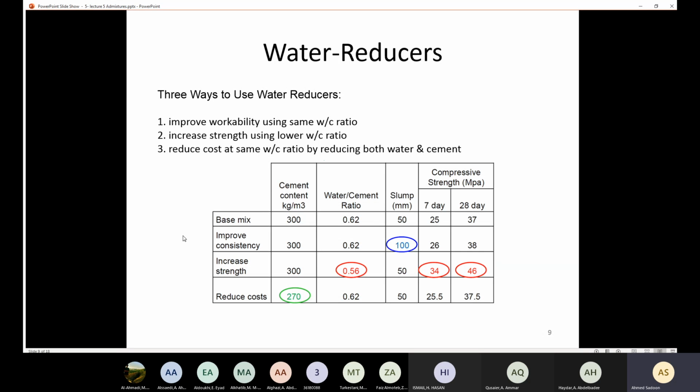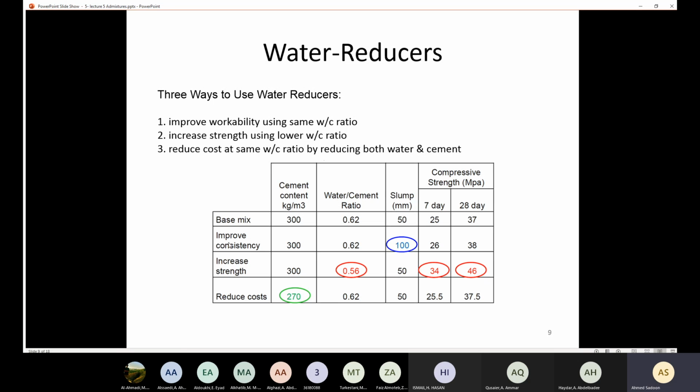Now I'm going to use the water reducers without changing the cement content, and I'm going to keep the water cement ratio as it is. So this one is as it is, and this one is also as it is. I only add water reducer. So what happened here? The slump improved, and I got almost the same compressive strength.